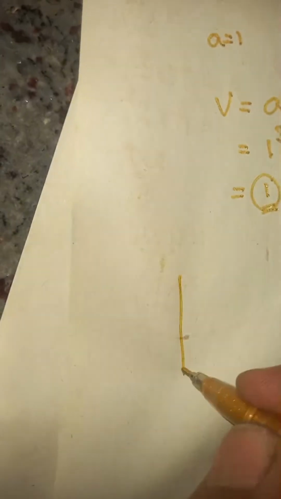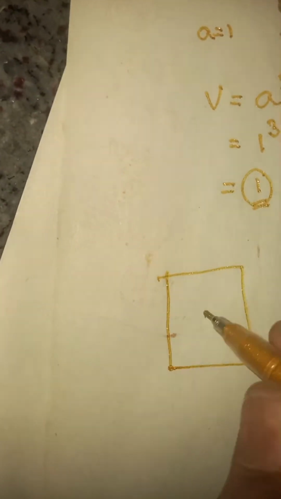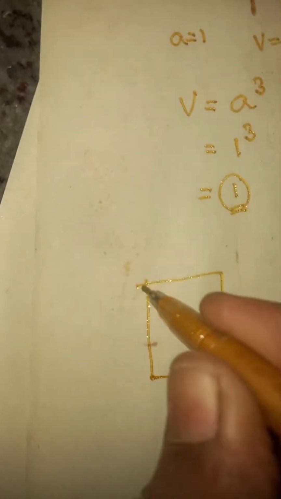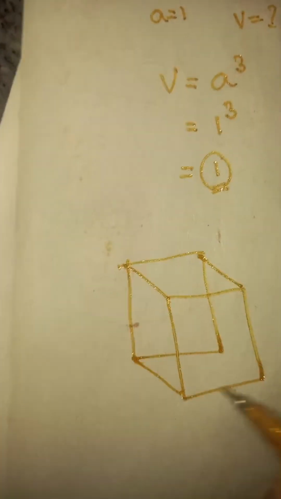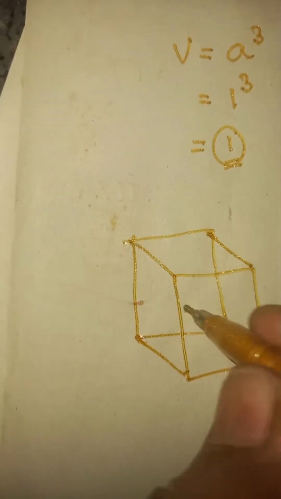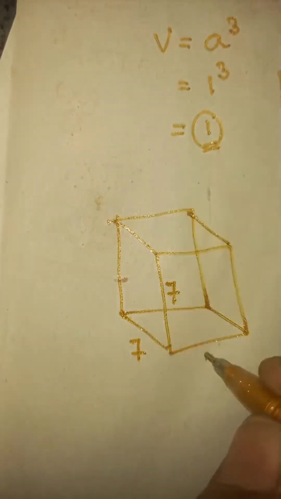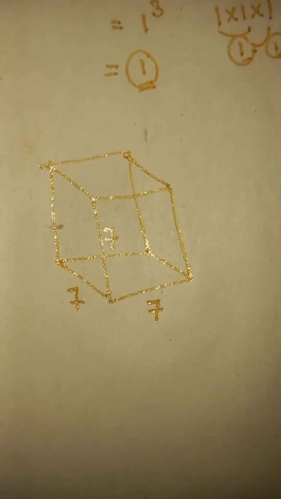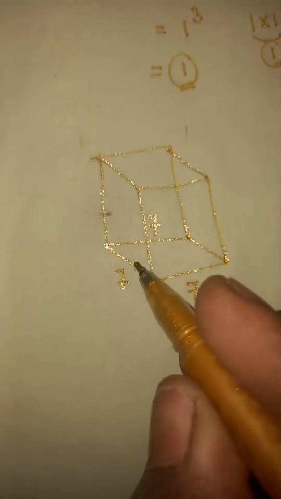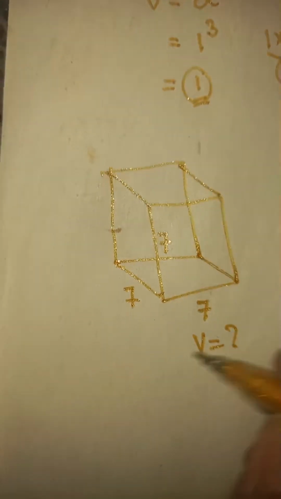Let's take another one. In this cube they have given the side length as 7 units. Length is 7 units, breadth is 7 units, and height is also 7 units. You need to find the volume.